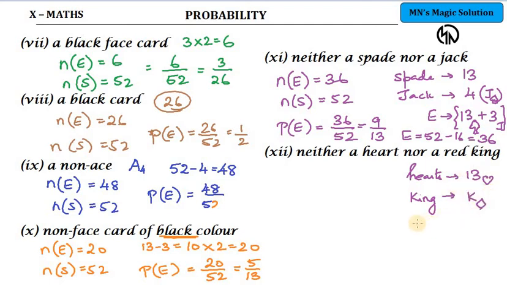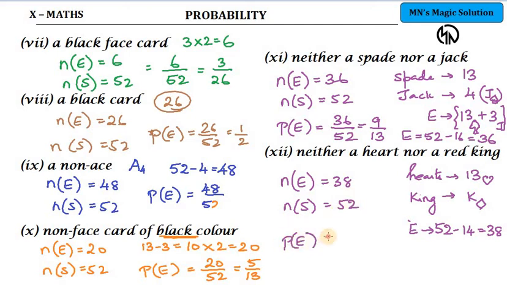So totally we have this scenario of getting a heart or a red king to be 14. And my event is not to have a heart or a red king, so I'll subtract that from 52. So 52 minus, this is 13 scenarios, here it is 1, so totally 14. 52 minus 14, which is 38. So the number of favorable events is 38 and the number in the sample space is 52, and therefore the probability of the event is 38 divided by 52. Next we will see one more type of problem.